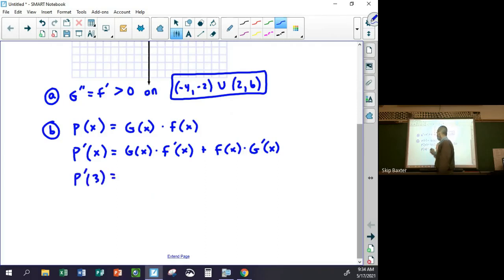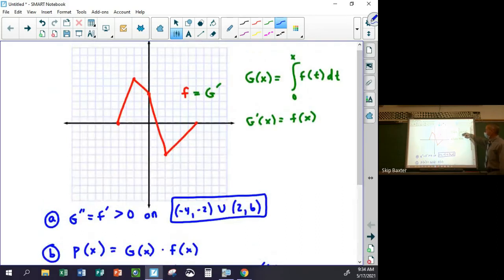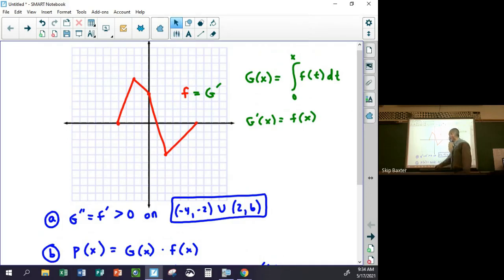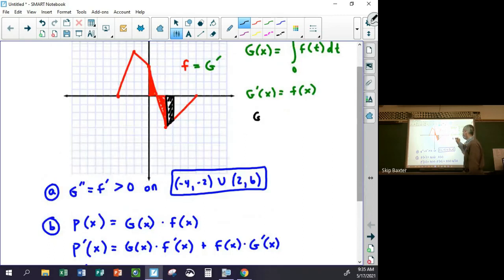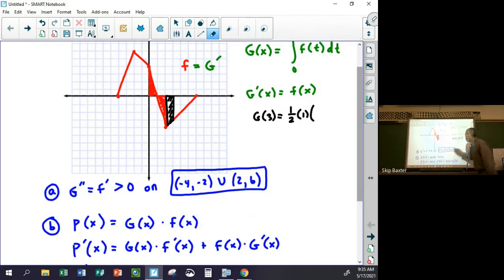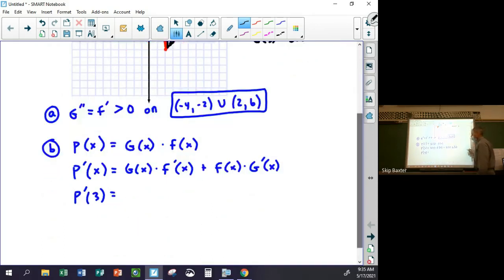So P prime of 3, g of 3 would be the integral from 0 to 3 of this function. It's going to be like this triangle area minus this triangle's area. So they just cancel each other out, right? So it ends up really just being like this little trapezoid right here. That's figuring out its area, right? So g of 3 would be 1/2 h times b1 plus b2, or actually, it's easier to just count squares. It's 3.5. That's easier. So forget that. Okay, so this ends up being 3.5.